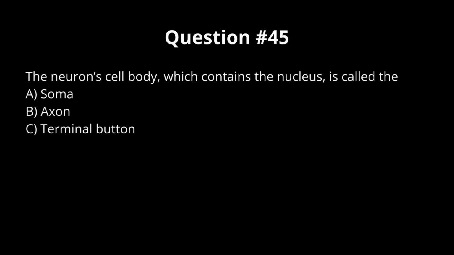Question number 45. The neuron's cell body, which contains the nucleus, is called the A. Soma. B. Axon. C. Terminal button. The correct answer is A. A soma houses the nucleus and is responsible for maintaining neuron metabolism and integrity.